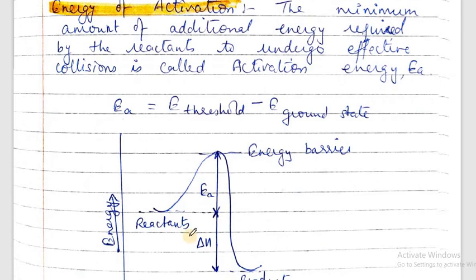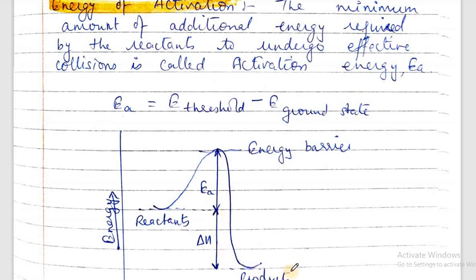When a reaction takes place, suppose this is the energy profile diagram. The reactants will react to give products, and in that process the reactants will first have to have this much of energy, that is, the reactants have to cross an energy barrier, and then they will be transformed into the products. So this whole representation of reactants to products is called an energy profile diagram.